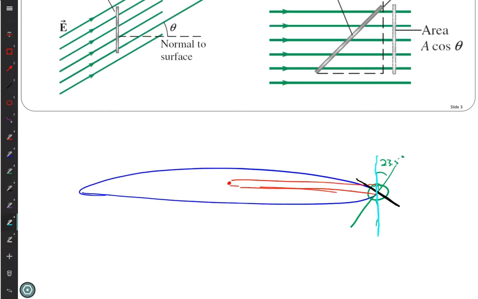But there's a second piece to it. Where on Earth is it getting the most direct sunlight?